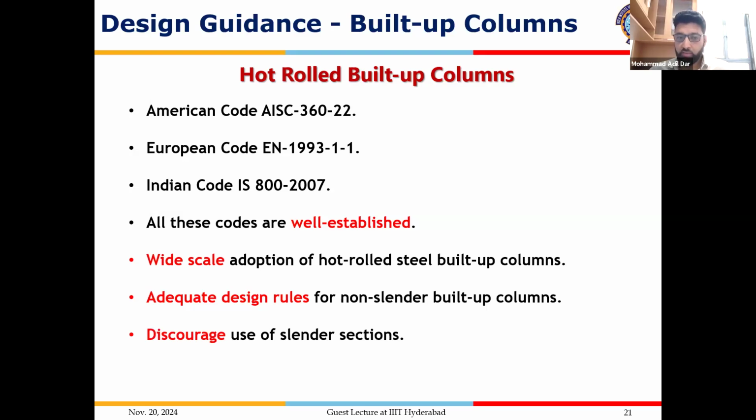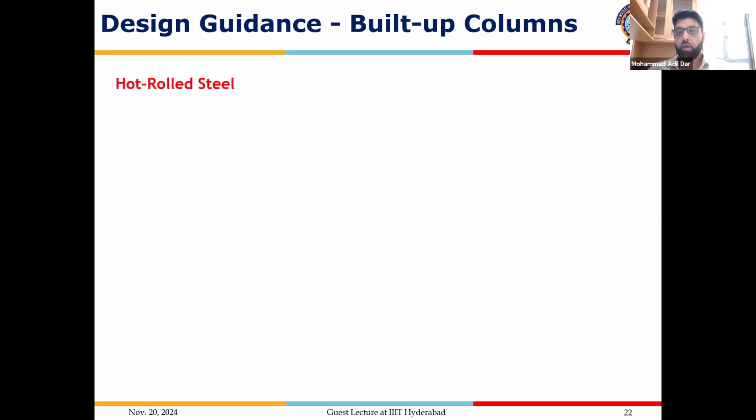All three of these codes discourage the use of slender sections. And just to give you some familiarization, they advocate for plastic sections, compact sections, and semi-compact sections. For slender sections, you cannot use IS 800 2007 or EC3 Part 1 or AISC 360. For that, you have a different set of codes. Design of slender sections is excluded in these current codes.